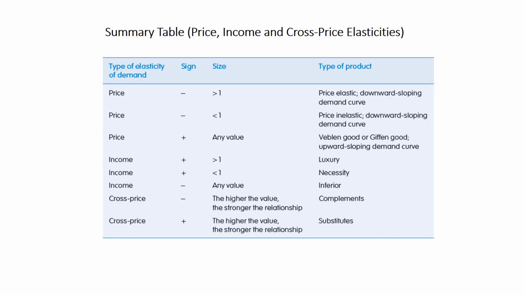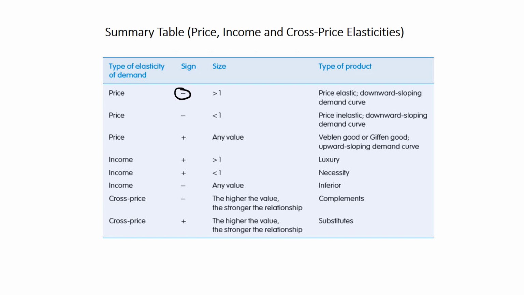This is a table summarizing different price, income, and cross price elasticities. So remember what we said, normally for normal goods, price goes up, quantity demanded goes down. So you have a negative relationship. The sign on your price elasticity at the end will be negative. If it's greater than 1, that shows price elasticity. Remember we said greater than 1 is price elastic, equal to 1 is unitary or unit elasticity, and less than 1 is price inelastic. So you can just look at this table and summarize these elasticities just to help you.